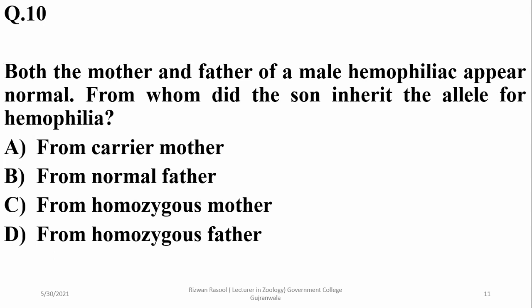Both the mother and father of a male hemophiliac appear normal. From whom did the son inherit the allele for hemophilia? If the son has the hemophilic allele, the son always receives its X chromosome from the mother. So the right option is a carrier mother that appears to be normal, but actually passes her X chromosome to the son.